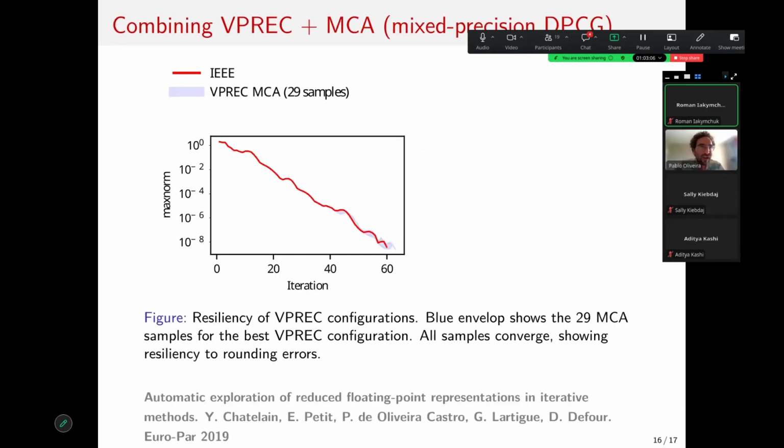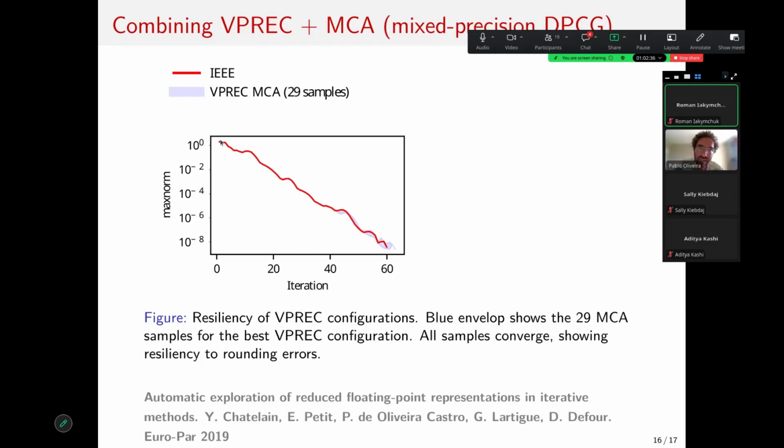Okay, one last technical slide. Sometimes we want to combine VPREC and stochastic rounding, MCA. So for example, this is a work we did in 2019 on CFD code. So we found a VPREC configuration in reduced precision on the deflated conjugate gradient solver. And then we simulated it with stochastic rounding to see if it was stable.